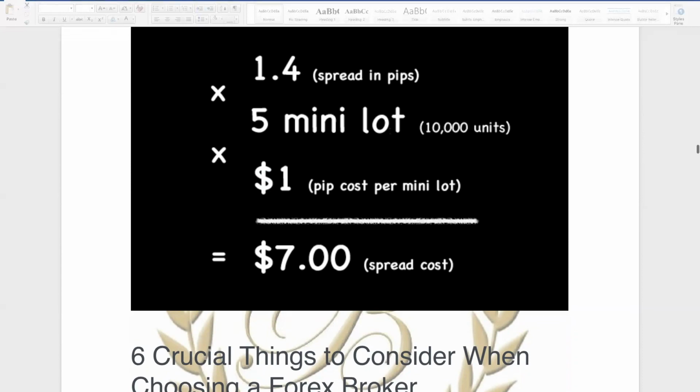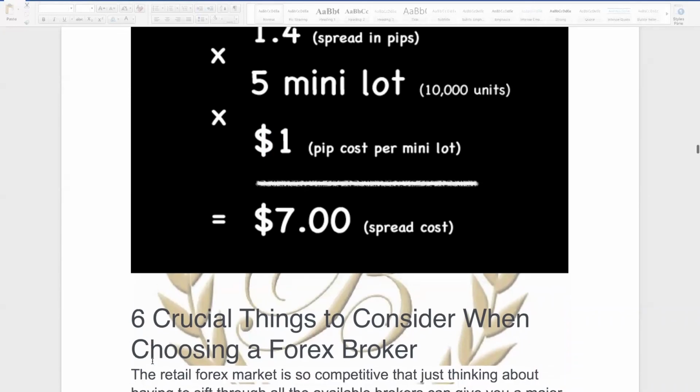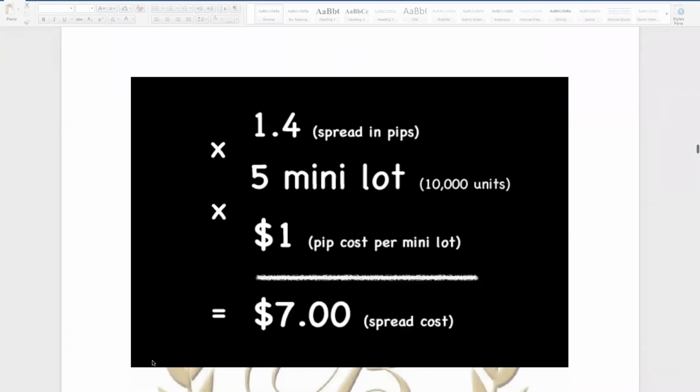So for today, let's end it here. But for tomorrow, we start our next lecture, which is 6 crucial things to consider when choosing a broker. I'll be explaining from my own experience and everything so that you have a better understanding.